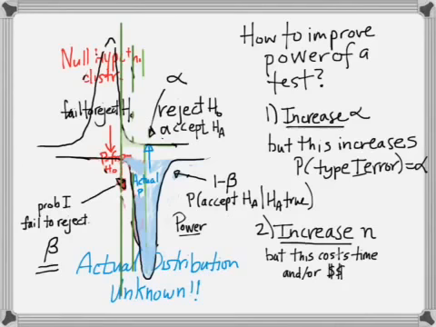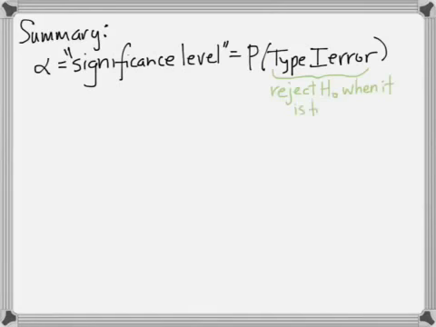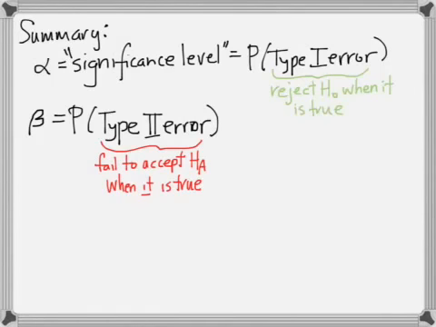So anyhow, let me summarize. Alpha is the significance level, and that's the probability of a type 1 error, which is when you reject the null hypothesis given it was true. Beta is the probability of a type 2 error, and that's when you fail to accept the alternate when it is true. So type 1 error is when the null is true. Type 2 error is when the alternate is true, and you do the wrong thing.